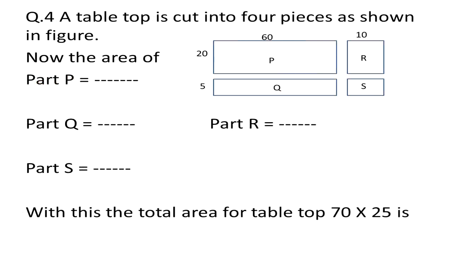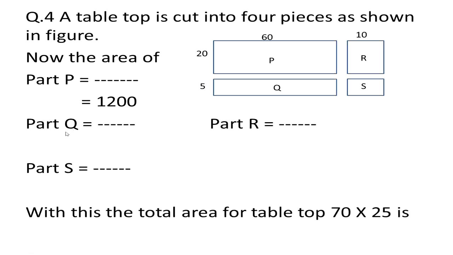Our next question, that is question number 4. If we see the question, the statement is a tabletop is cut into 4 pieces. It means this P, Q, R, S. These are the 4 pieces of one combined tabletop. Now the area of part P, means we have to find out the area for this part. Dimensions are given, 60 into 20, and we will get the area, that is 1200.